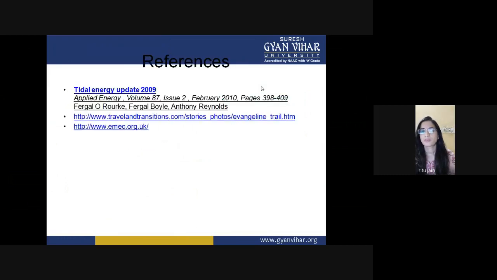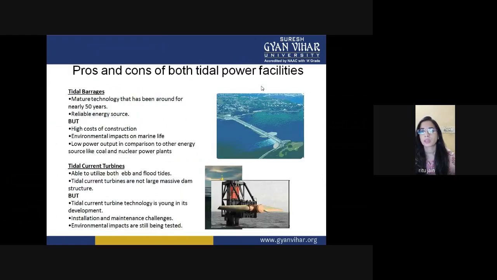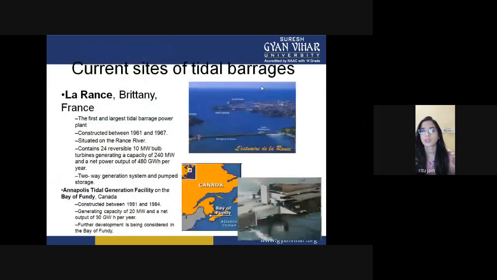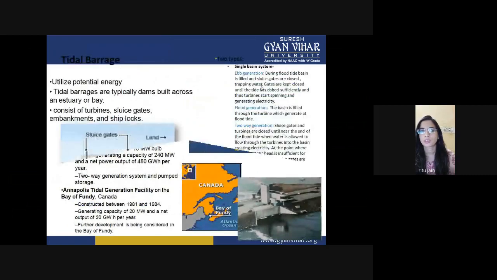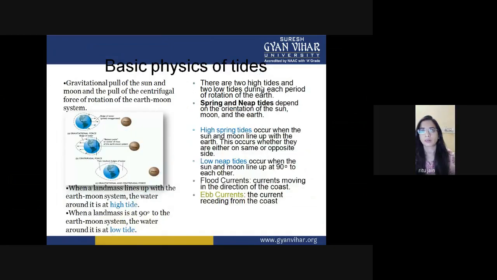These are the references of this tidal energy. So basically, what is happening is by using the tides, you can generate the electricity, but there are some advantages and disadvantages. And this tidal energy is utilized at the coastal areas. So this is the basic physics of tides.